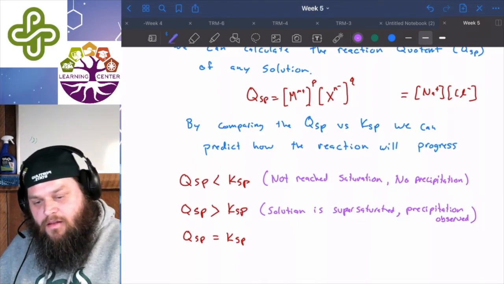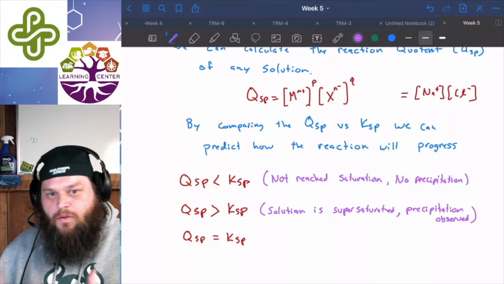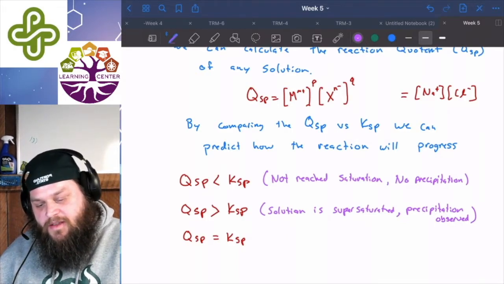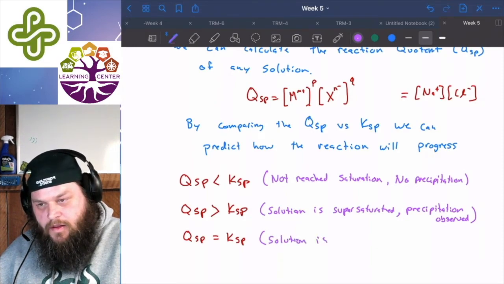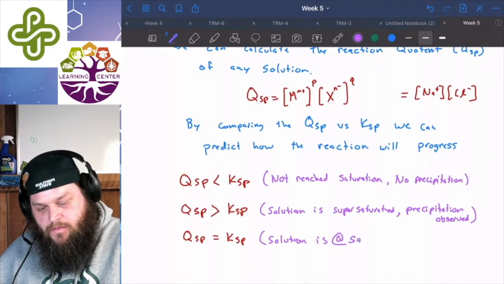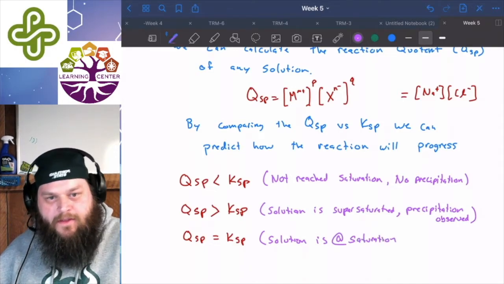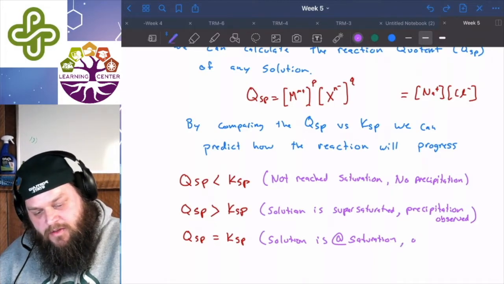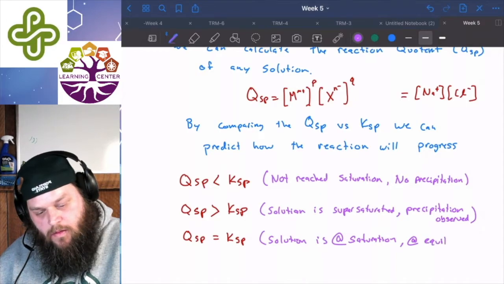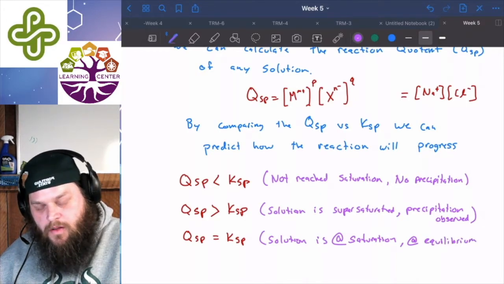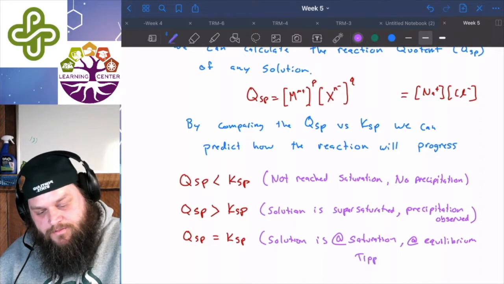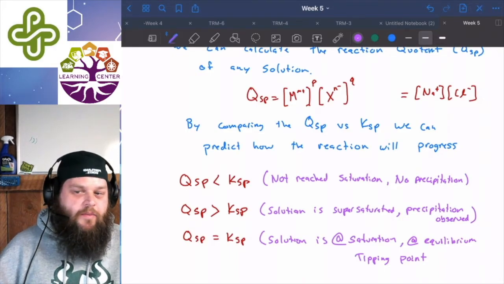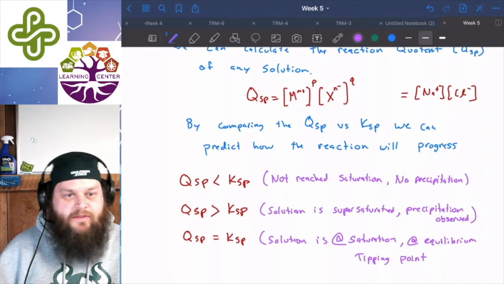But if the two are equal to each other, if the QSP is equal to the KSP, then the solution is at saturation. And this saturation is basically the same as the equilibrium point. So we say at that equilibrium, which I call the tipping point. It's really hard to get it exactly at the tipping point. To a certain number of sig figs, that's fine.